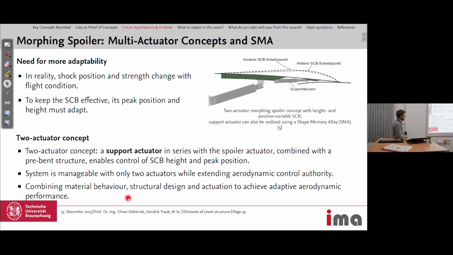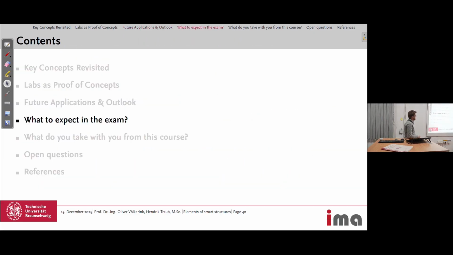So by combining the material behavior, structural design, and the actuation, in this case you can generate a smart structure for increasing aerodynamic performance. And these were the future application examples I brought to give you an impression of current research on smart structures.